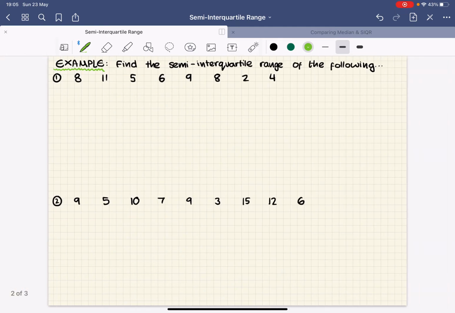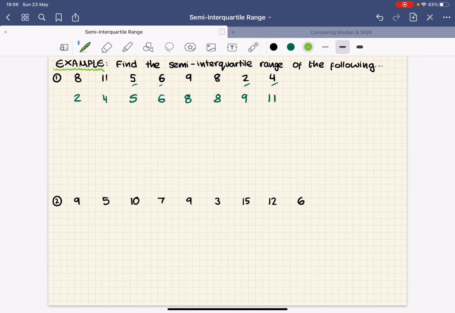I've got 4 total for us to have a look at. So let's take a look at this first one here. We want to find the semi-interquartile range for all of these. The first thing I need to do is put it in order. So putting in order, I've got the 2, 4, 5, and 6, then 2 8s, a 9, and then 11.